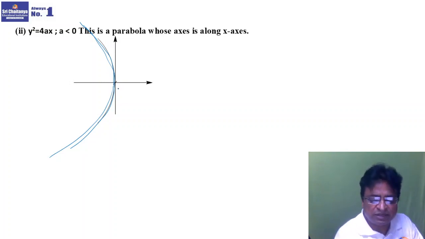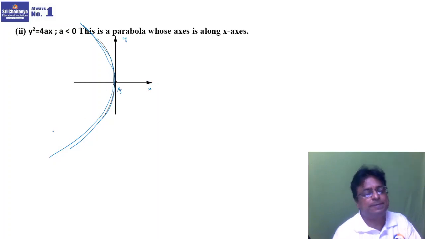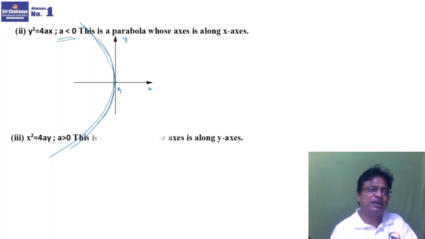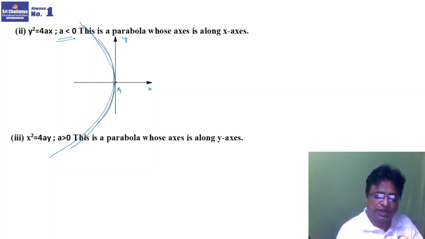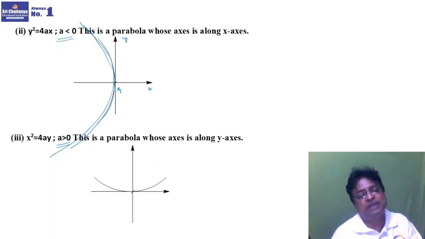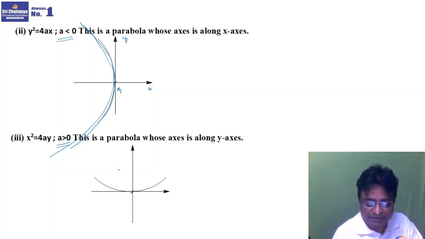And again here also, this is the x-axis, this is the y-axis, and it is symmetrical about what? X-axis only. And moreover, when a is less than 0, the entire curve lies left of the y-axis. And coming to x square is equal to 4ay, for a greater than 0, it is completely above the x-axis. And here this is the parabola symmetrical about the y-axis, and here the y-axis is the axis of the parabola.